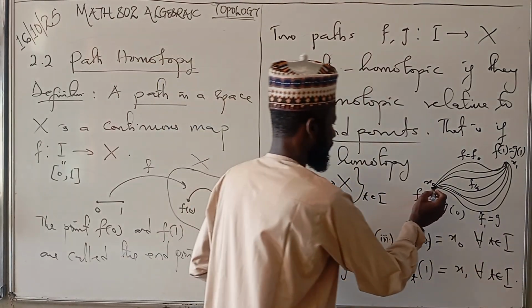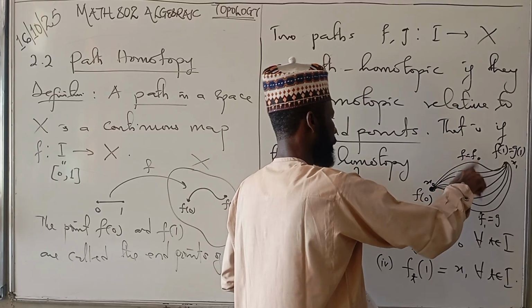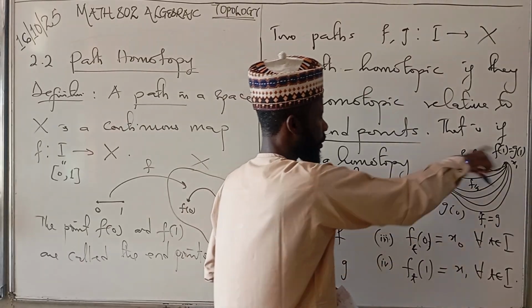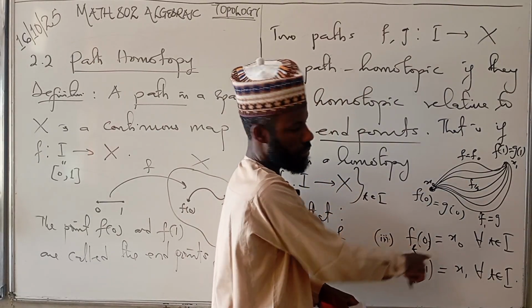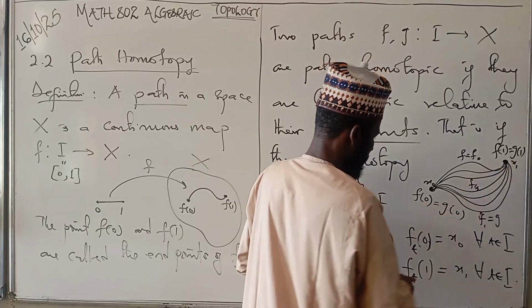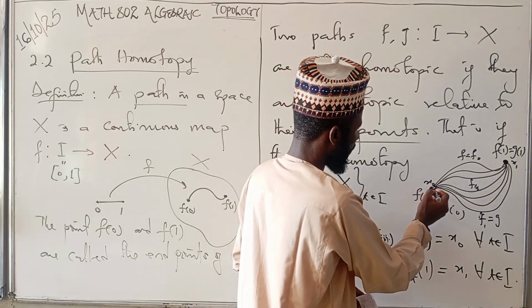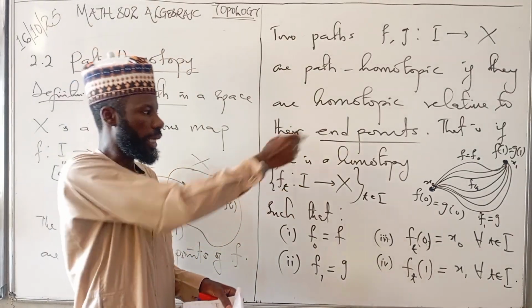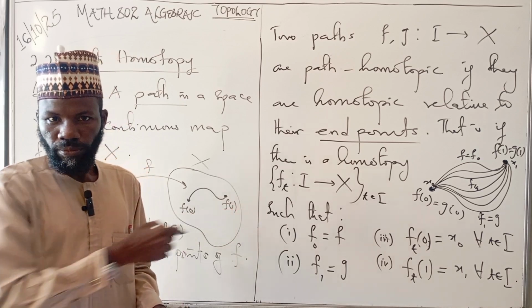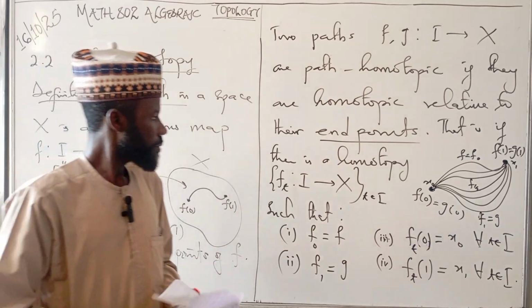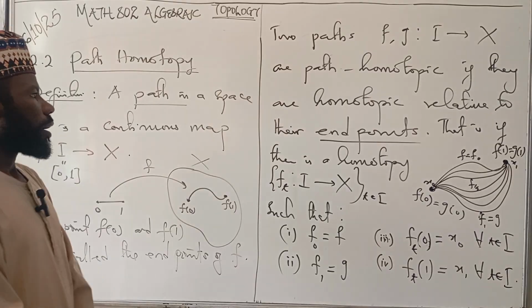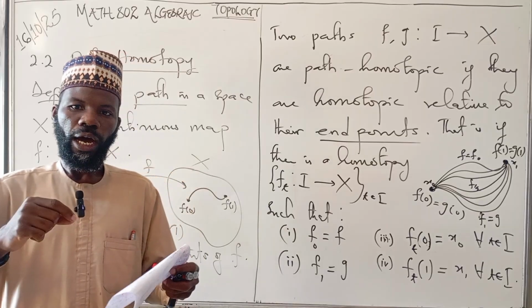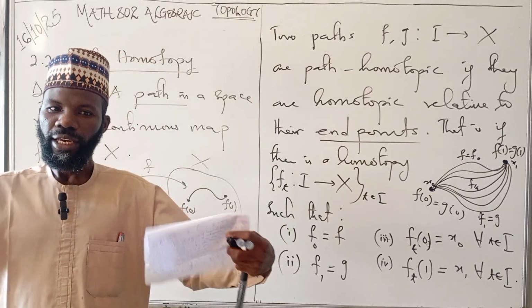And the homotopy should be in the sense that throughout the homotopy for each F, 0 is mapped to X0. So the initial point of the path, all of them, should be equal to X0. And then the terminal point of all the paths should also be equal to X1. So they must share the same initial and terminal point, all members of the family, F and G inclusive. I hope it's okay. It's okay, Ko? All right. So this is what we call path homotopic. So two paths are homotopic if they are homotopic relative to their endpoints.